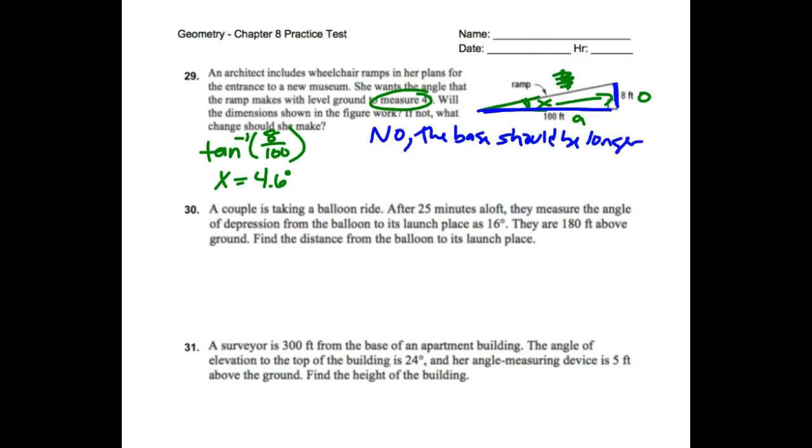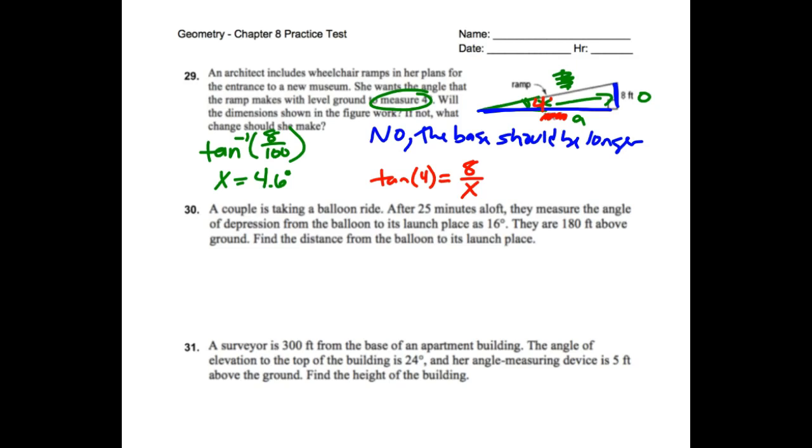And we could even check how long it should be by seeing what we would get if we put a 4 degree in here for trig. Say we didn't know the base. We are searching for it. If we did tangent of 4 equals the opposite over the adjacent, what we would end up getting in this case then for the base of this ramp is actually 114 feet. So no, the base should be longer.